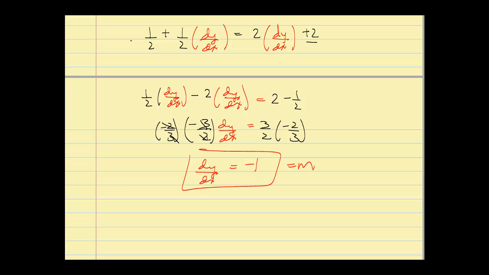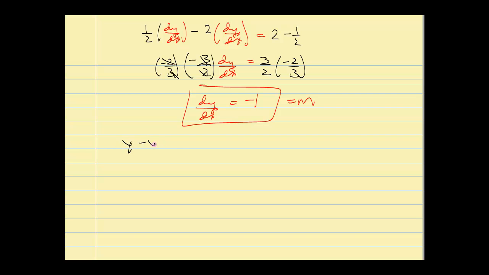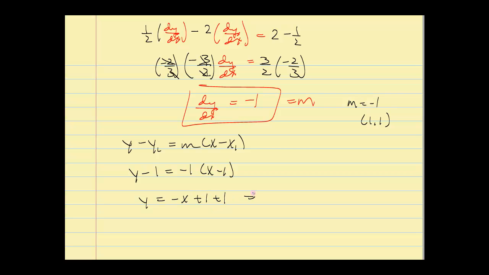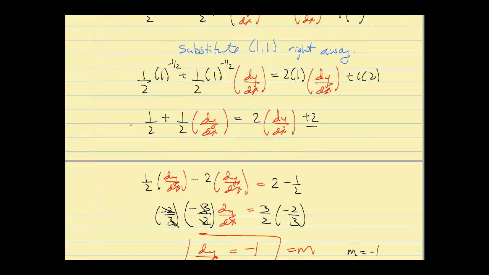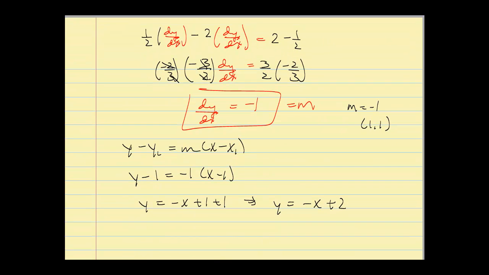Okay, well, to write the equation of my line then, I need my point slope form. And remember, my slope is -1 and my ordered pair is (1, 1). So I get y minus 1 is equal to -1 times x minus 1, and then we solve for y. The equation of my tangent line is -x plus 2. Okay, that's the equation of the tangent line to the graph of x to the 1/2 plus y to the 1/2 at the point (1, 1).